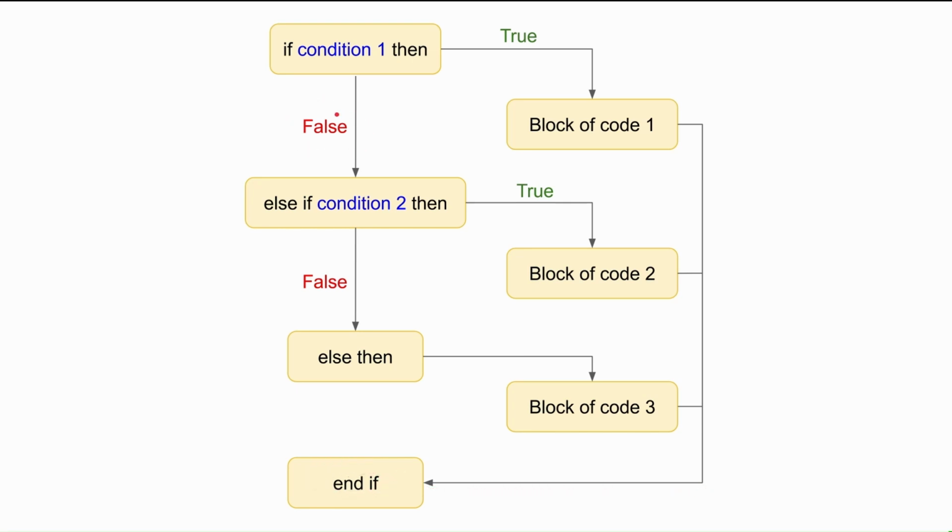But if it's false, then we will go to the else if condition 2. And if this condition here, condition 2, is true, we execute block of code 2, and then we go directly again to the end if. But if condition 2 is false, then we have the else. And the else doesn't check anything, it doesn't have a condition. The only condition to reach the else is that condition 1 was false and also condition 2 was false. So in this case, we just execute the block of code 3 and then we reach the end if.